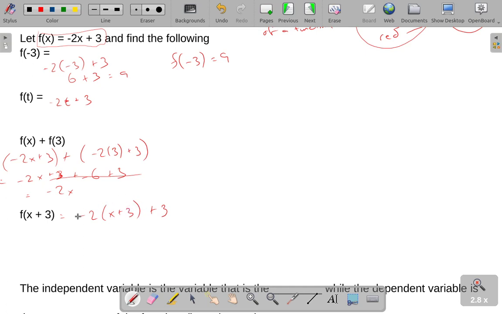But of course, now that I have gotten rid of all my function notation, I can just use the order of operations, or I can use the distributive property, all the normal properties that you're used to. So distribute my negative 2 through the parentheses, I get negative 2x minus 6 plus 3. This gives me negative 2x minus 3.